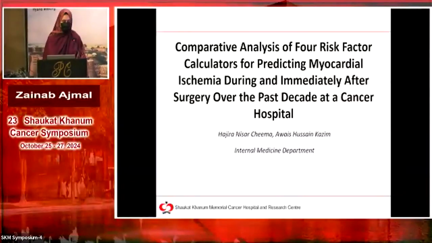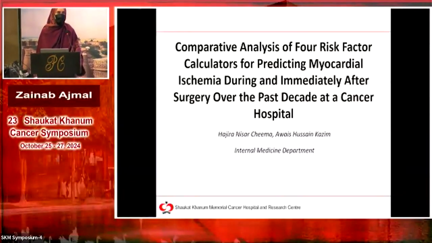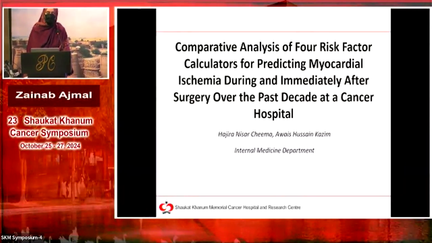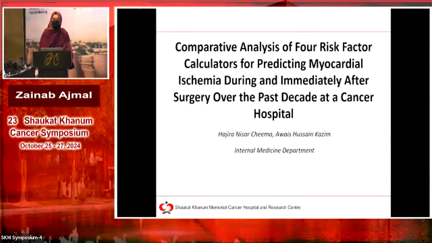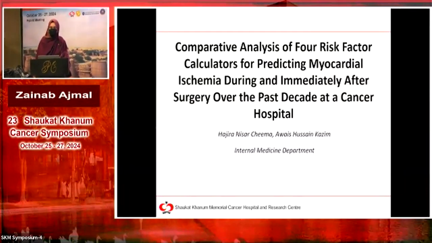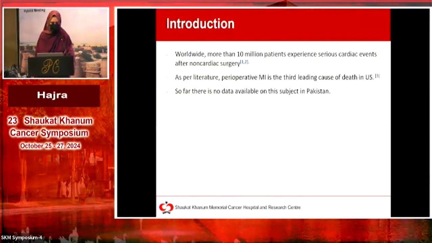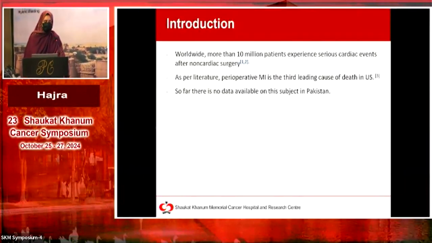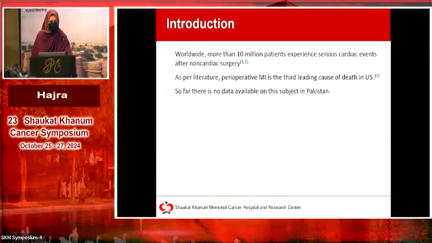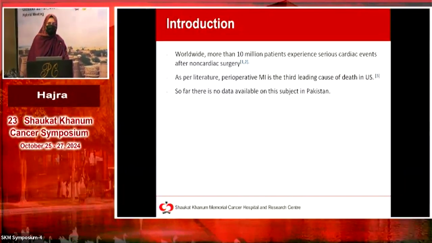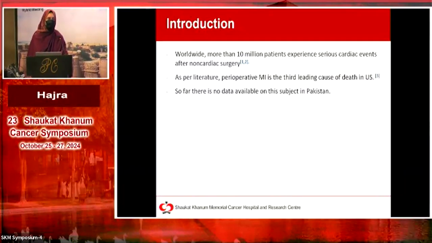Bismillahirrahmanirrahim. My name is Dr. Hajra Nisar Jima, resident internal medicine at Shaukat Khanum Memorial Cancer Hospital. The topic of my study was comparative analysis of four risk factor calculators for predicting myocardial ischemia during and immediately after surgery over the past decade at a cancer hospital. Worldwide, more than 10 million patients experience serious cardiac events after non-cardiac surgery. As per literature, perioperative MI is the third leading cause of death in the US, secondary to stroke and ischemic heart disease. So far, there is no data available on this subject in Pakistan.